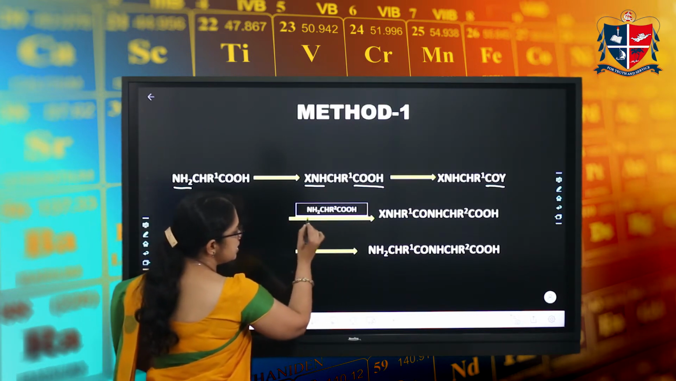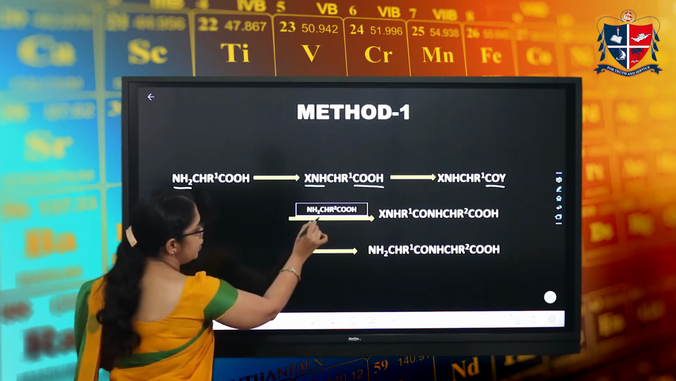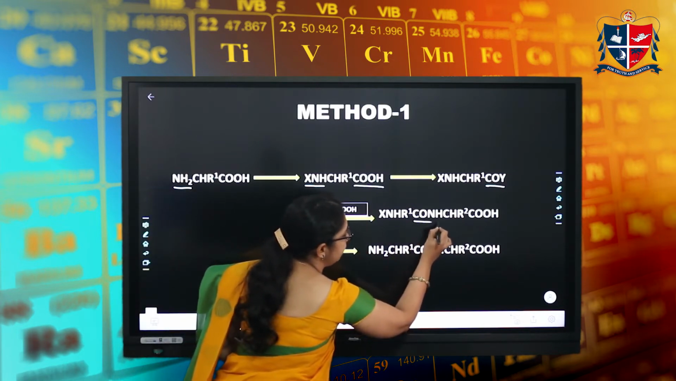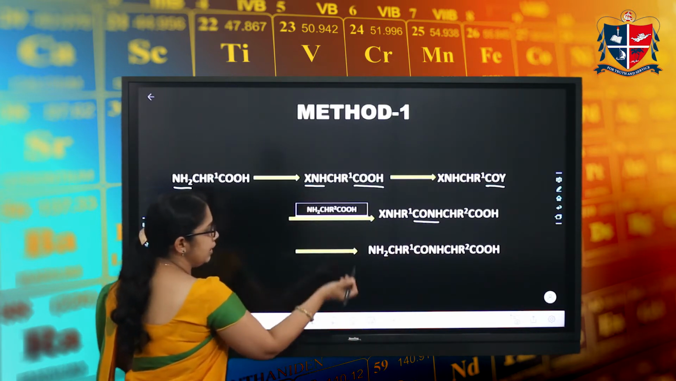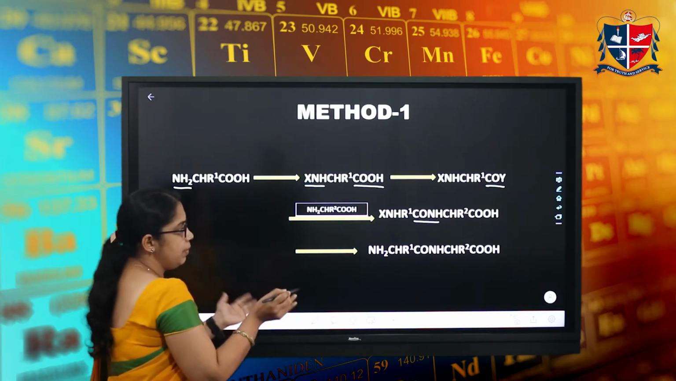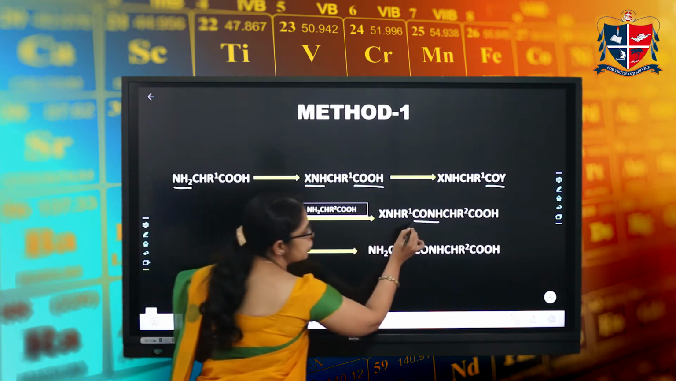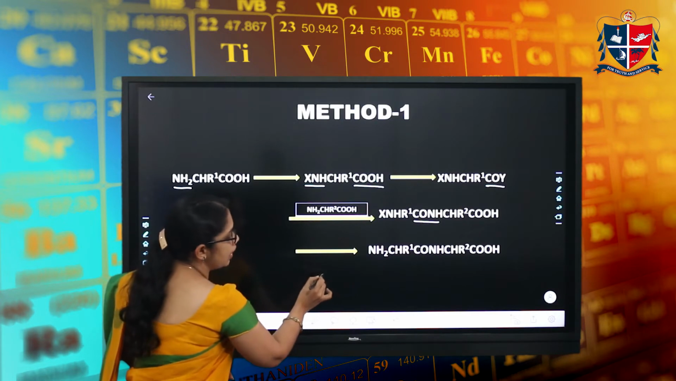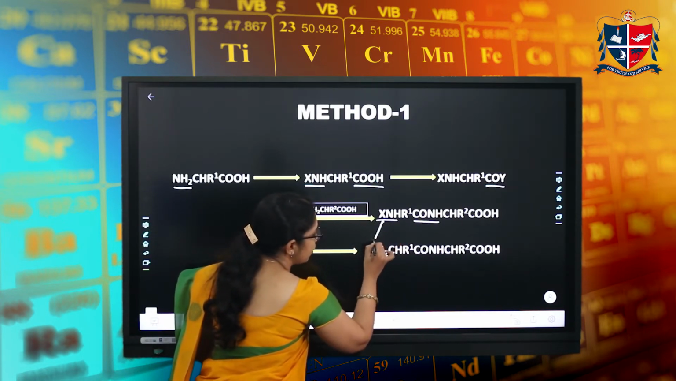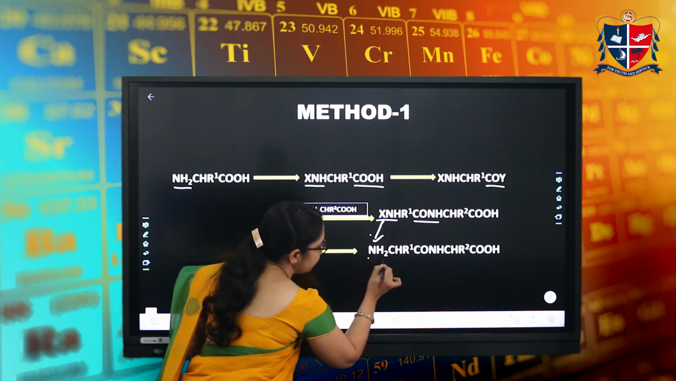Condensation with another amino acid. This is the second amino acid, NH2CHR2COOH. So there is condensation with the second amino acid, and there is formation of a peptide bond with the elimination of water, or with the elimination of a suitable product. And the last step is deprotection. This XNH is deprotected, that is, the protecting group is removed, and it goes back to NH2.